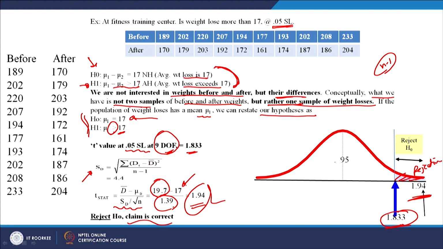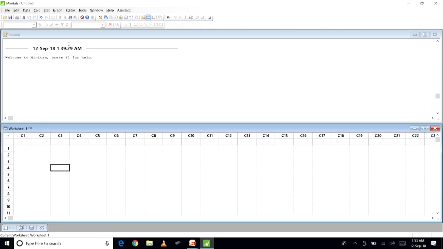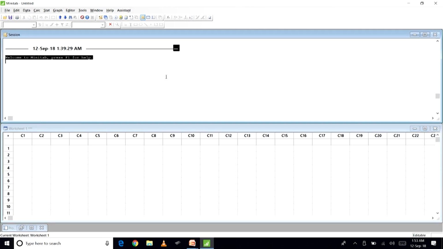So, this is how you can solve a question like this, and we can solve this example using Minitab as well. So, let us work out how to solve this question using Minitab. You have got the Minitab software. This part is the worksheet and this is your output area. We will have data entry over here first.